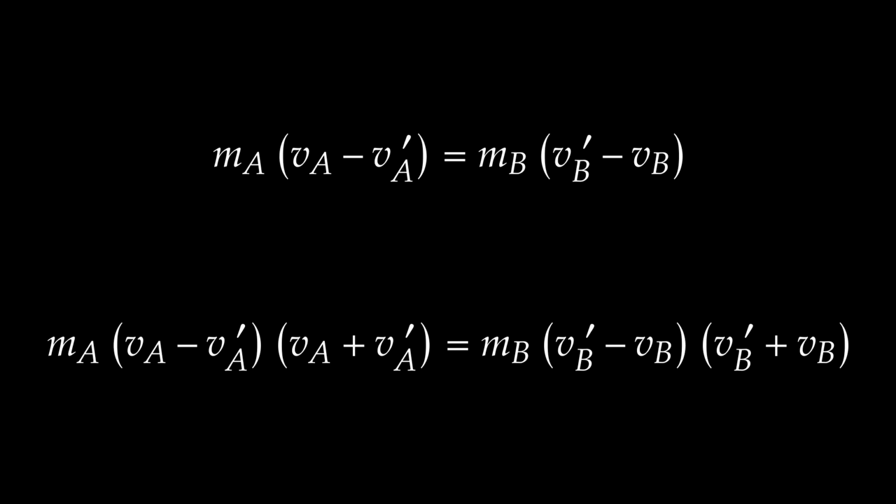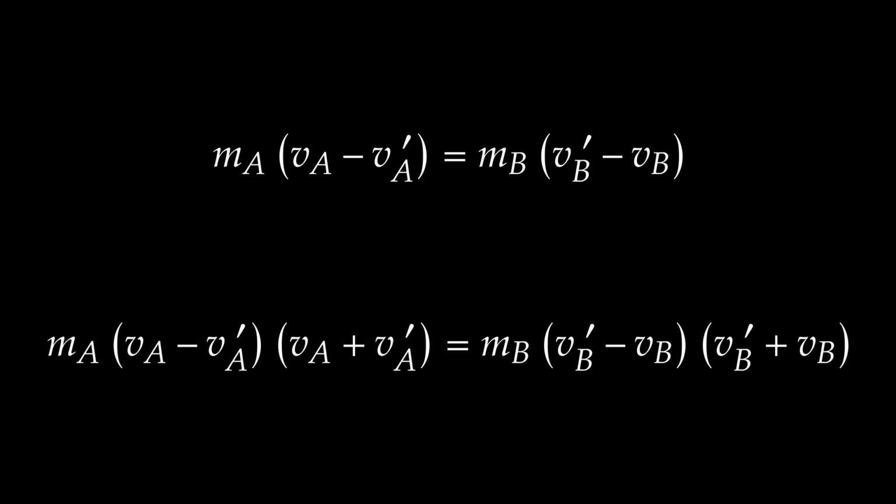So let me make it VA minus VA prime times the quantity VA plus VA prime, right? Like that. And you can see by foiling that that is equal to the left-hand side of the previous equation. On the right-hand side, I would do the same thing: MB times the quantity VB prime minus VB times the quantity VB prime plus VB. All right, so I just expanded those squared terms, and a lovely thing happens.